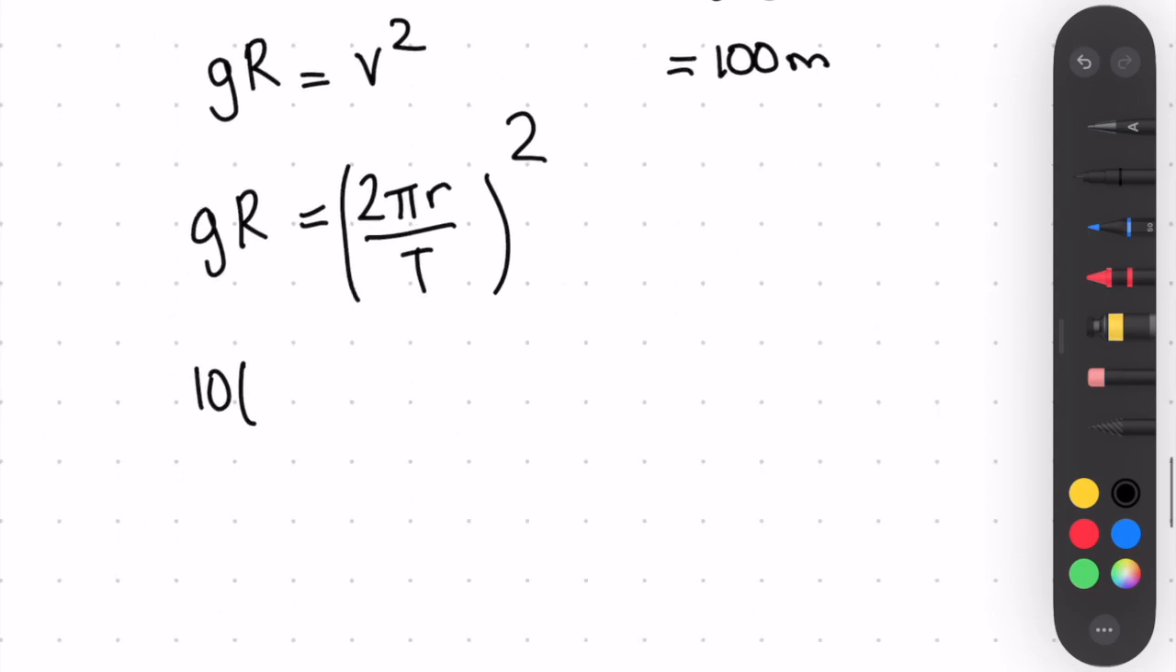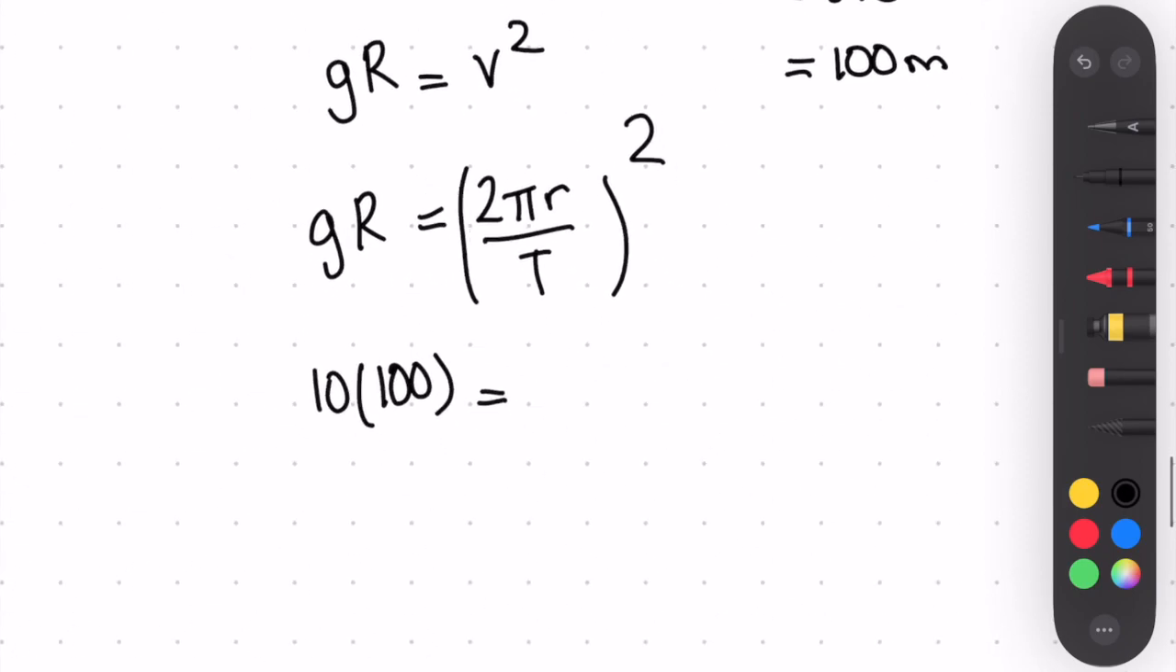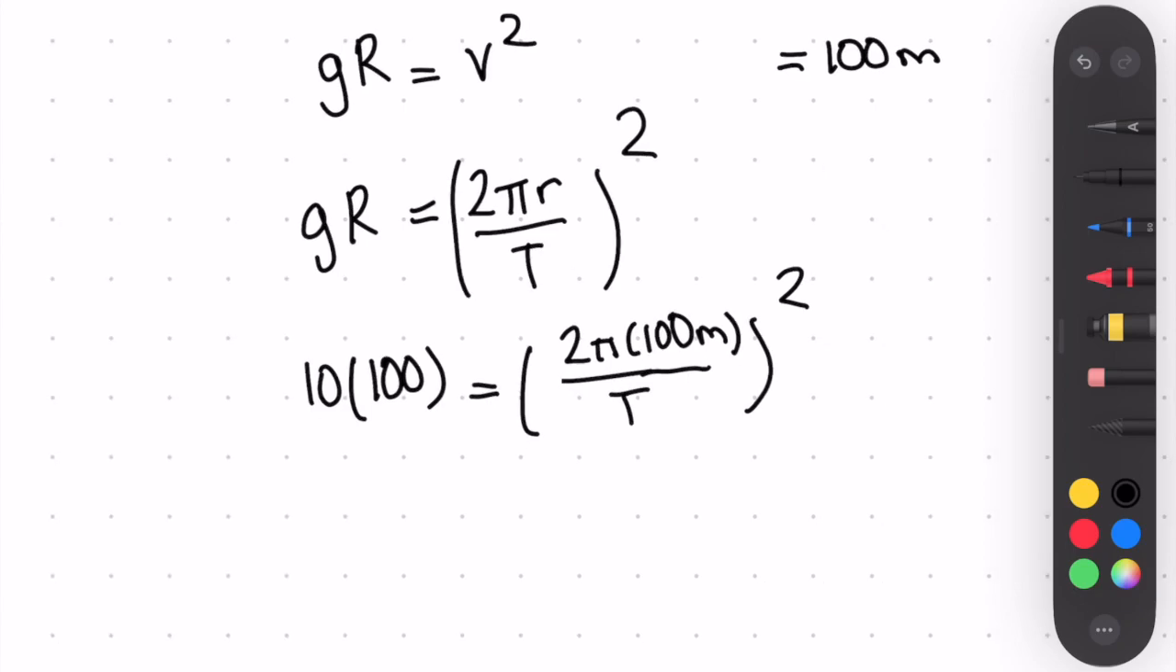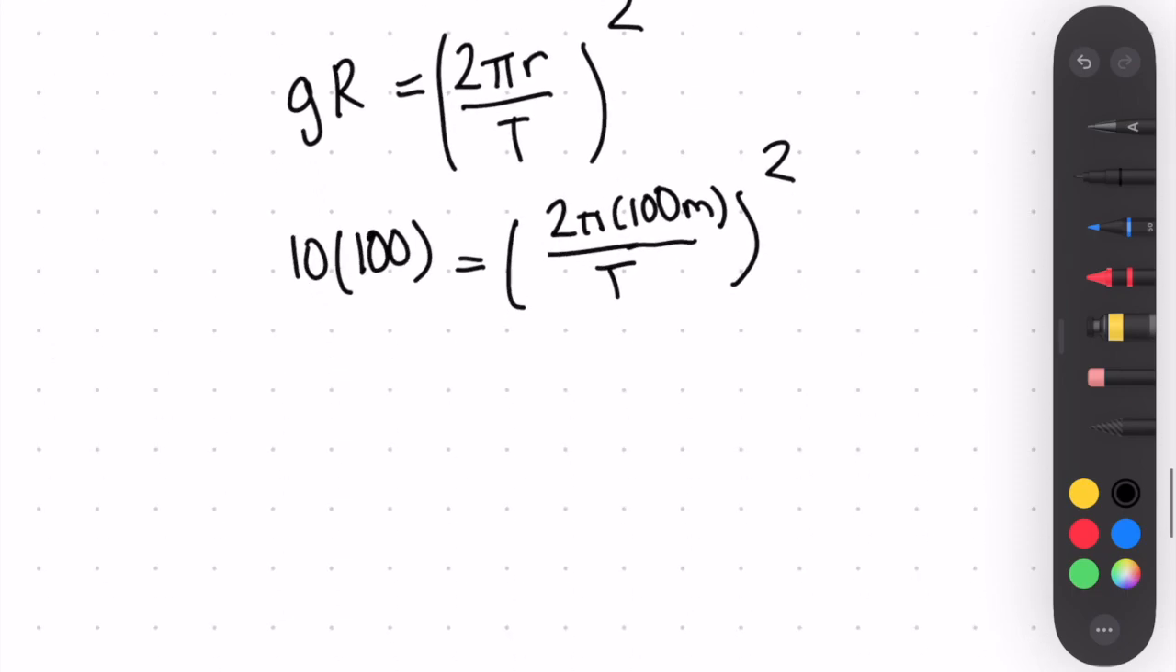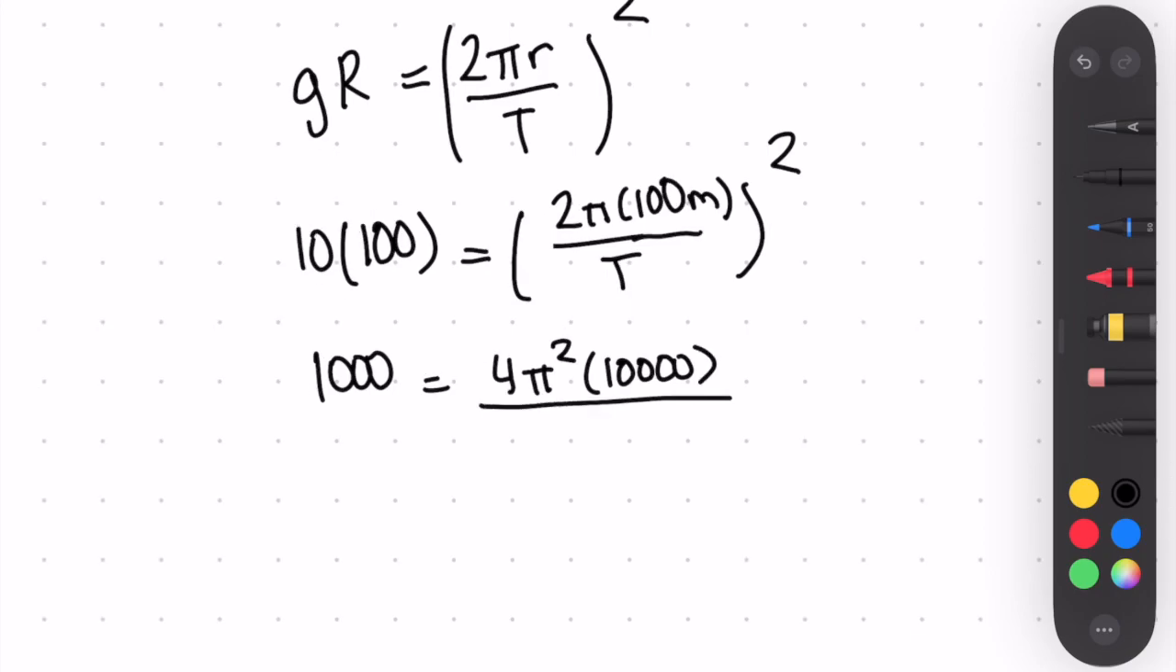And then we can plug that into the equation here. 10 times 100, g times r, is equal to 2 pi r over t, and then that whole thing squared. So 2 pi r, where r is that 100 meters, my bad, and then t is your unknown, and this whole thing squared. Let me grab a calculator so I can make sure this is done correctly. So we have 1,000 here on the left, and then 4 pi squared times 10,000, divided by t squared.